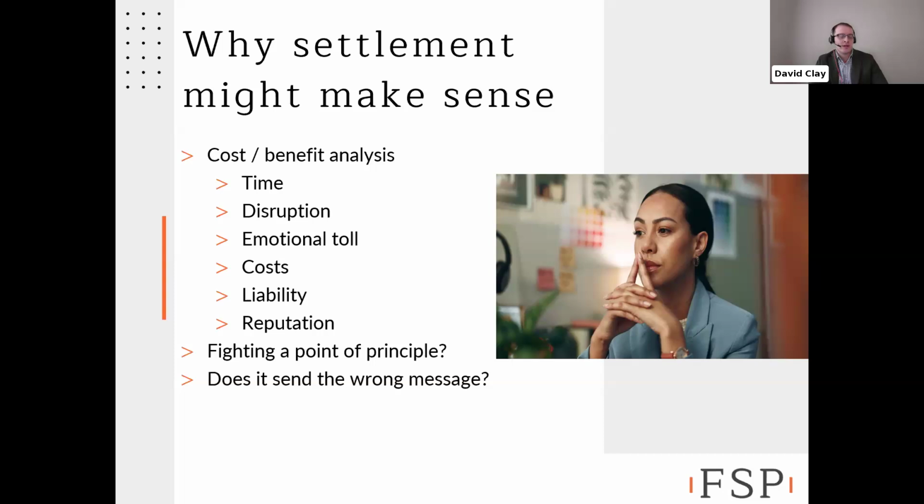So obviously on one hand, you've got the direct costs of funding a settlement agreement through the payment that you're going to make to the employee under the terms of this agreement. But that's got to be offset against other factors that would apply if you don't settle. So I've got a few of those listed here. Time is one of the main ones.